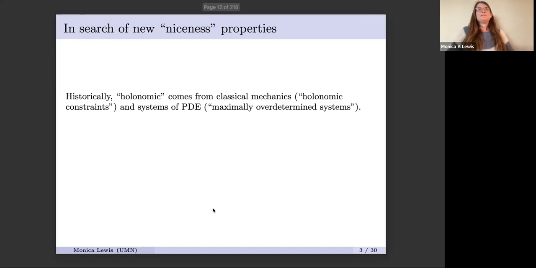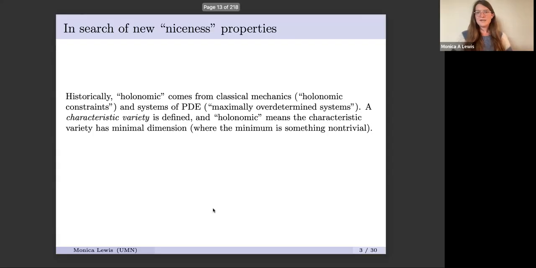So to ask what that is, it's worth asking what holonomic means. Historically, holonomic is a term that comes from classical mechanics. If you've taken a class on Lagrangian mechanics, you might have heard the term holonomic constraints before. Or in terms of systems of PDE, this is at least the terminology Kashiwara uses. I don't know if there are other more standard terminologies. He calls them maximally overdetermined systems of linear PDE.